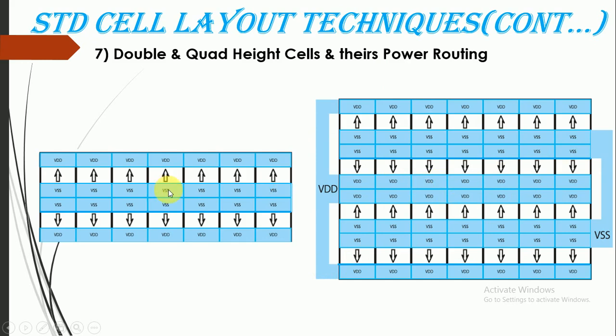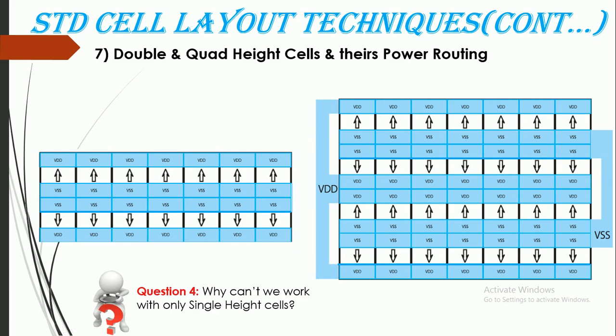Yes, and one more question came up. Why can't we work with single height cells? Why are we moving into double and quad cells? I have a clue for this. If you are an analog layout engineer, you know why it is required. Yes, let's move on.